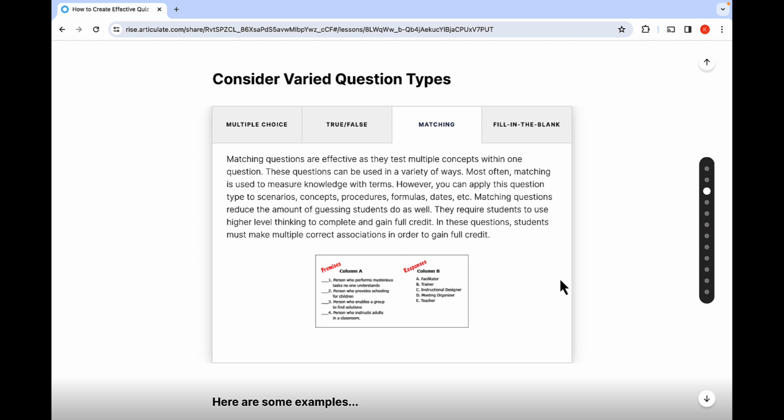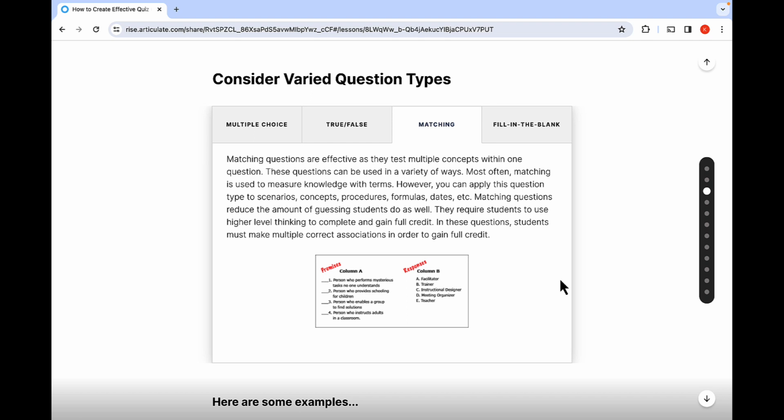Next, we have matching. Matching questions are effective as they test multiple concepts within one question. These questions can be used in a variety of ways. Most often, matching is used to measure knowledge with terms. However, you can apply this type of question to scenarios, concepts, procedures, formulas, dates, and so on.